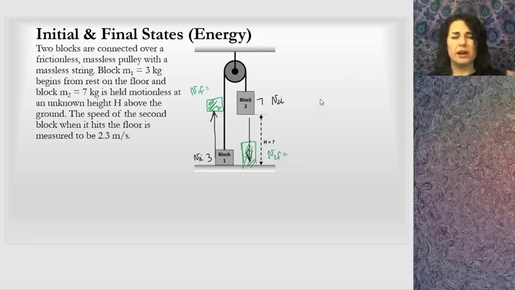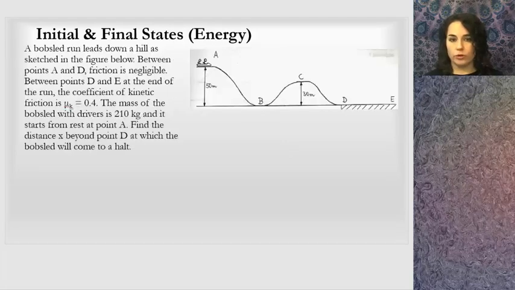Especially if there's a lot of things going on, a lot of information you need to organize. As much picture as you need, I think err on more rather than less, because the pictures help organize the information, they help encode the problem, help you apply the concepts. And so as much picture as you need is fine with me. So that's the initial and final state for the Atwood machine.